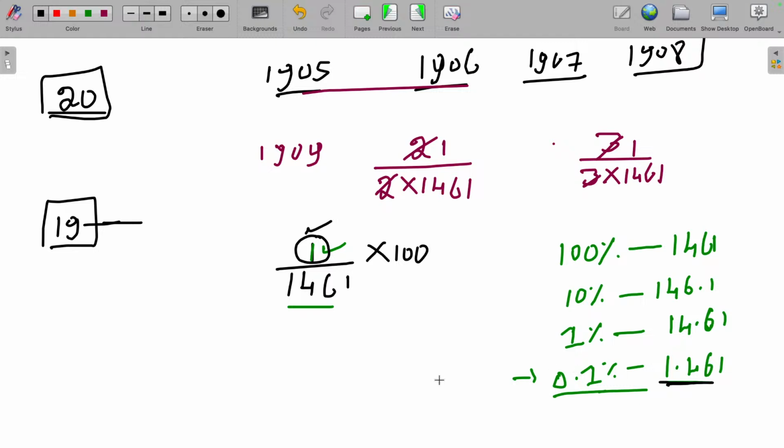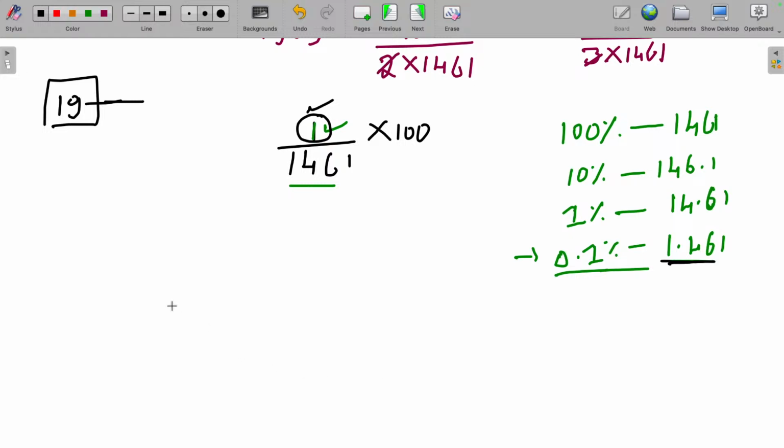Okay, let's take an example. Easy numbers I will take, not difficult numbers. Let's take another number. This is also easy. Okay, this is the question now. This I want to solve. This is how much percentage? Tell me.